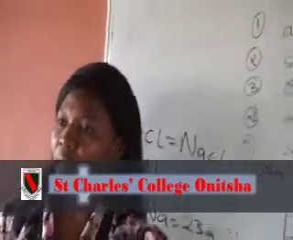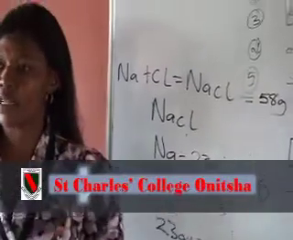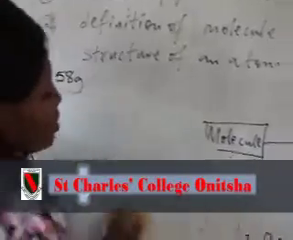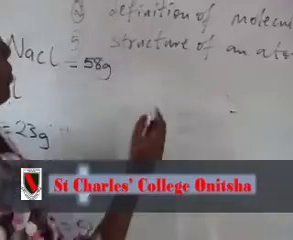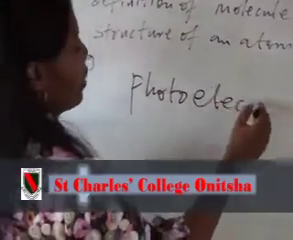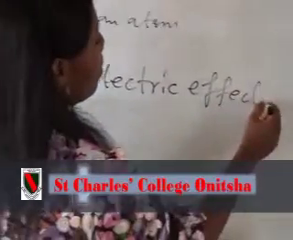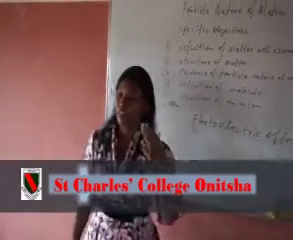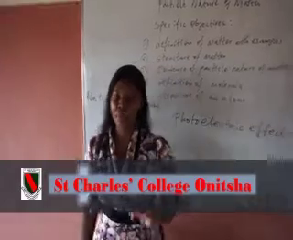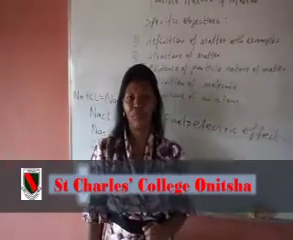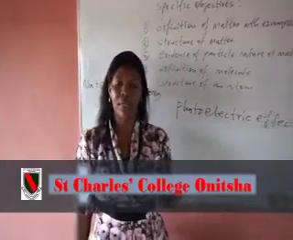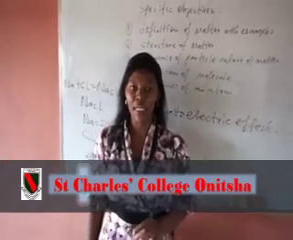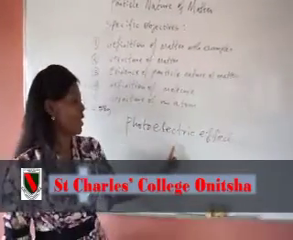And now we move to the next evidence, which is photoelectric effects. Photoelectric effects explain what happens when sunlight falls on metals. Whenever sunlight falls on metal, electrons are emitted. When electrons are emitted from metals as a result of sunlight falling on them, what takes place is what we call the photoelectric effect.